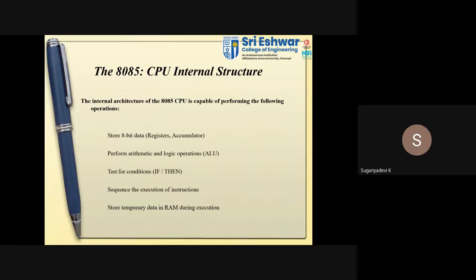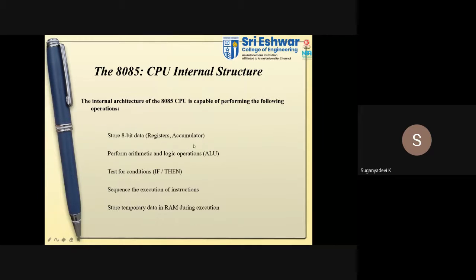And next comes the ALU internal structure. As we have seen in the architecture, we have multiple registers, accumulator, flag register, timing and control, decoding, everything. That is what is given over here. We have 8-bit data registers and the accumulator. What is the function of the accumulator?